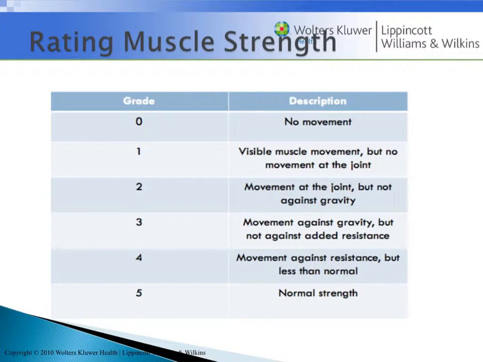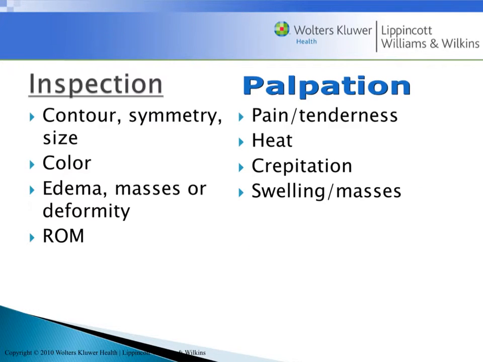2 out of 5 would be movement at the joint. So again, if you said their right arm was a 2 out of 5, meaning they might be able to shrug their shoulders or move their wrist, but they weren't able to actually lift up their arm against gravity. A 1 out of 5 would be visible muscle movement, but no movement at the joint. So that might just be like they might be able to grip your fingers a little bit, or move their fingers, but that would be it. And then 0 out of 5 would be no movement.